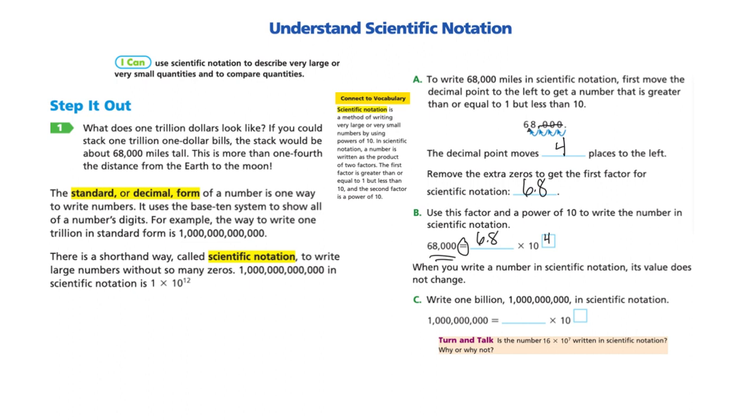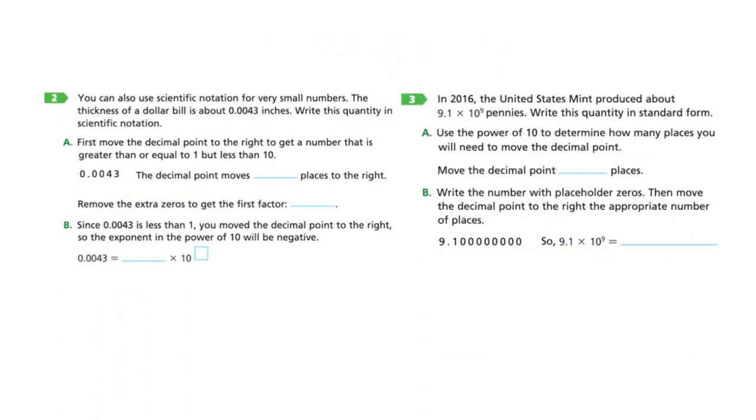C, write 1 billion in scientific notation. So you can just count until you get to this point here. And you had to move the decimal point 9 places, so you have 1 times 10 to the 9th. So let's look at the next page.